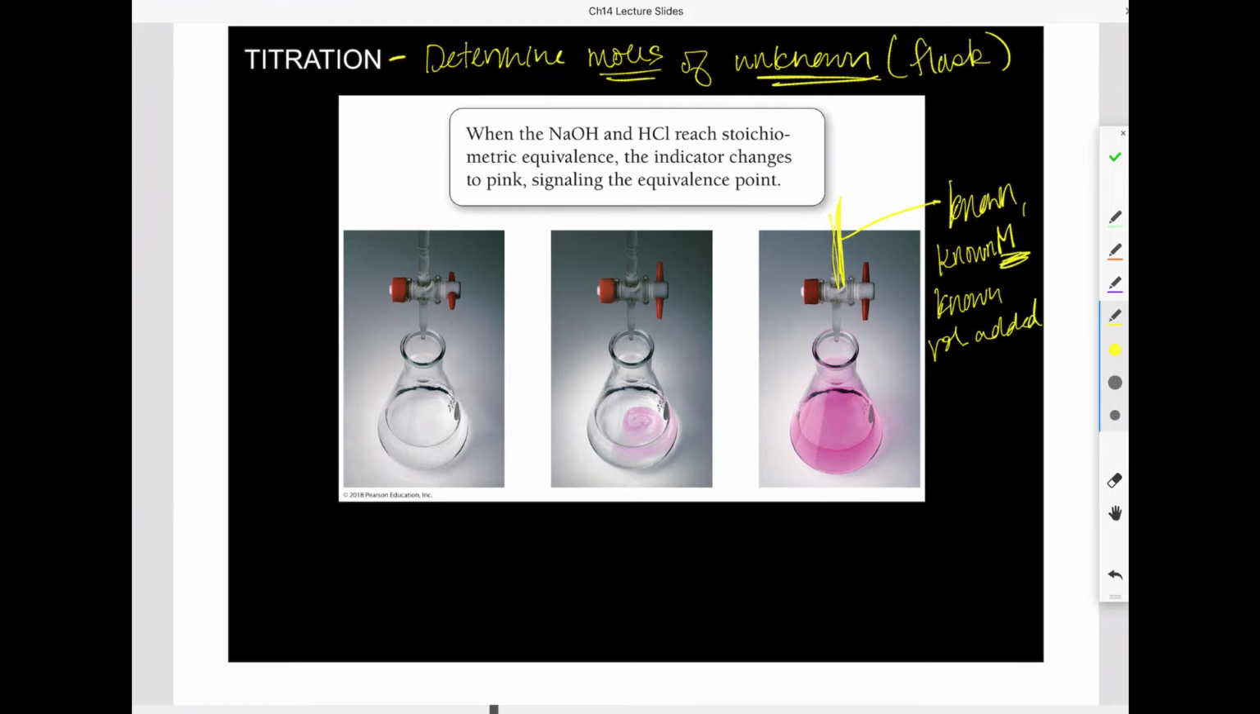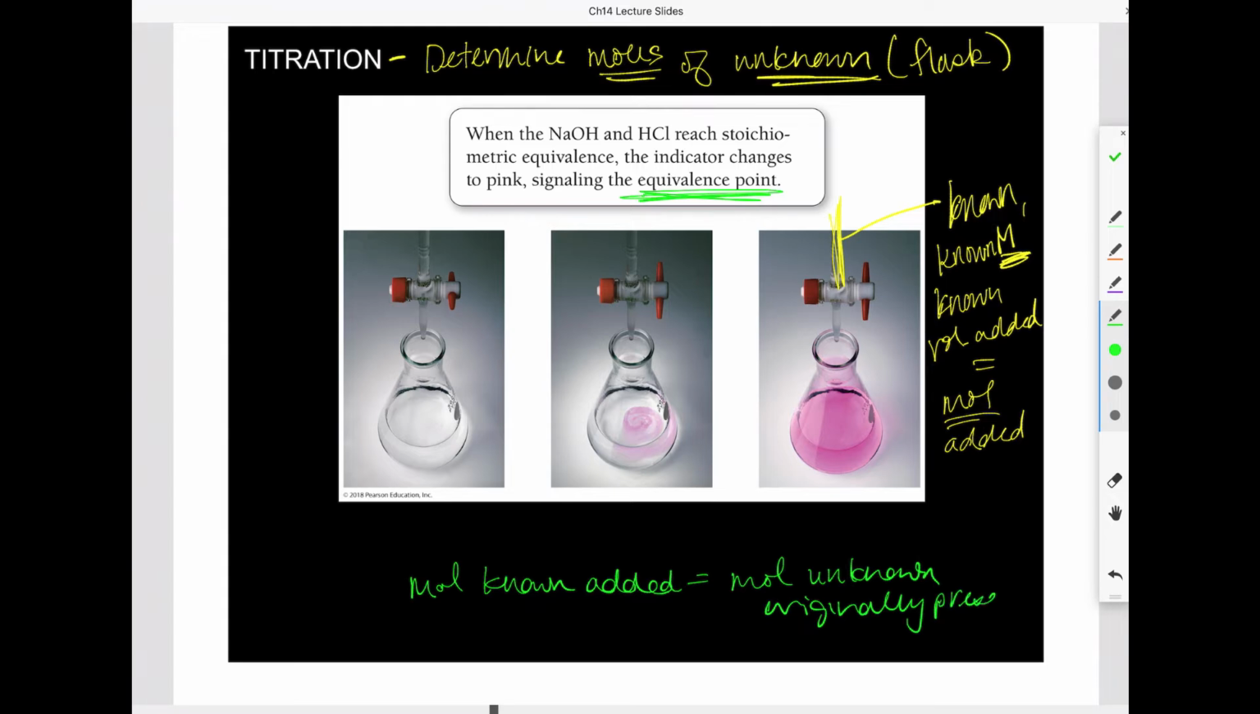So if I know the molarity and I know the volume added, that means by extension I also know the total number of moles added. I know the number of moles added, like it goes in your book, to reach the equivalence point. We're at the equivalence point, the moles of known added are equal to moles of unknown originally present.